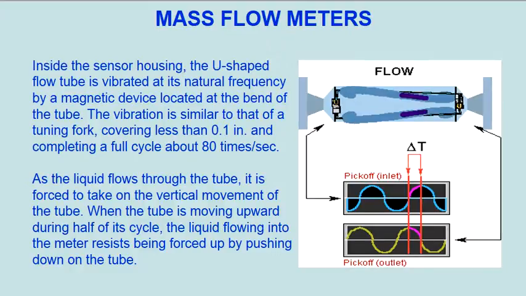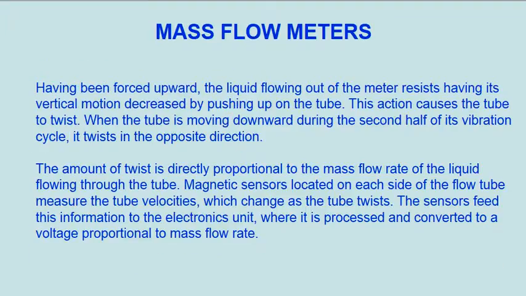As the liquid flows through the tube, it is forced to take on the vertical movement of the tube. When the tube is moving upward during half of its cycle, the liquid flowing into the meter resists being forced up by pushing down on the tube. Having been forced upward, the liquid flowing out of the meter resists having its vertical motion decreased by pushing up on the tube. This action causes the tube to twist. When the tube is moving downward during the second half of its vibration cycle, it twists in the opposite direction.